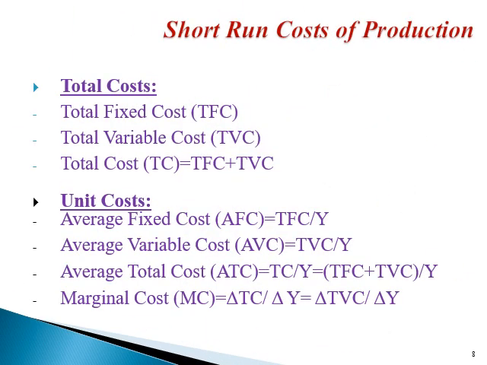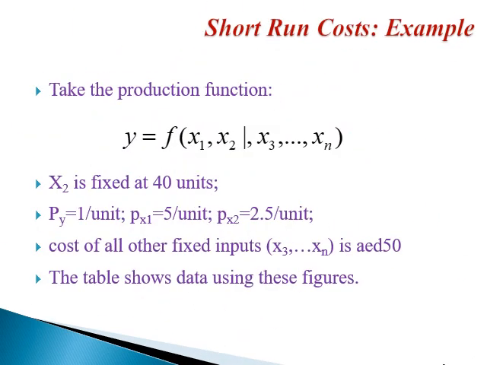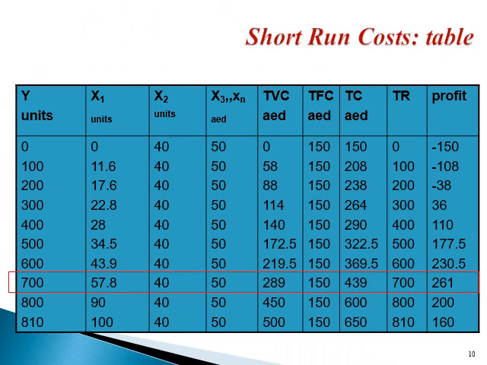And these are the definitions of the different types of costs that we covered before. And this is the production function, the example that we showed last time. I'm not going to go through it. And these are some numerical examples about how to calculate the level of output that maximizes the producer's profit.